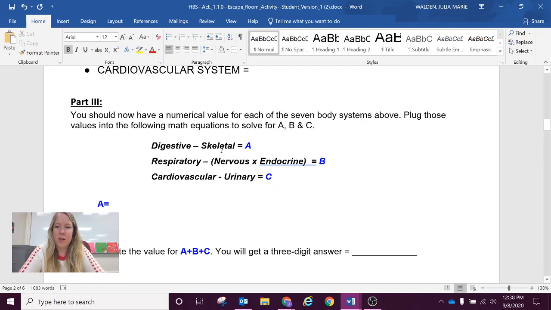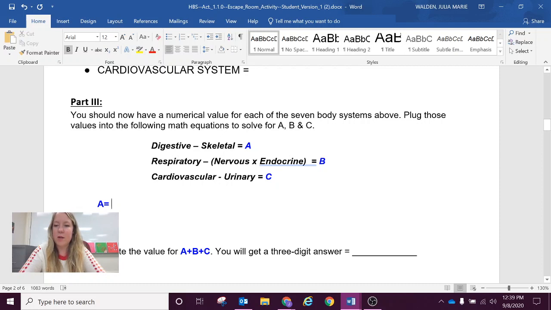You're also going to plug in your numbers for respiratory, nervous, and endocrine. Don't forget to do the parentheses first before subtracting it. So we already know that the nervous system's worth 4, but you're going to have to calculate respiratory and endocrine in order to get B. And then you're going to take whatever value you got for cardiovascular, subtract what you got for the urinary, and that's going to give you C.